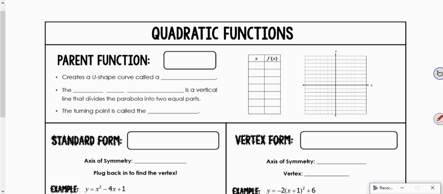Okay, so first of all, quadratic functions. The parent function is f of x or y equals x squared. It creates the U-shaped curve called a parabola. And a vertical line that divides the parabola into two equal parts would be the axis of symmetry. The turning point of the parabola, the U shape, is the vertex.